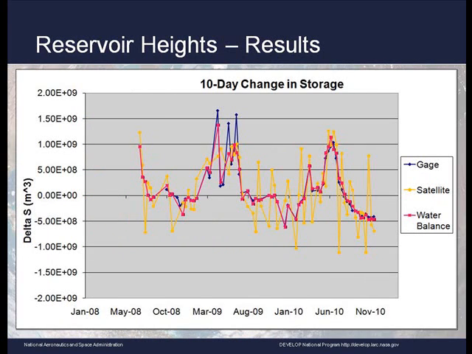Here is a 10-day change in reservoir storage measured from gauge, bias-corrected satellite data, and a water balance analysis. This analysis may lead to important applications with satellite altimetry data in water management and global flood events.